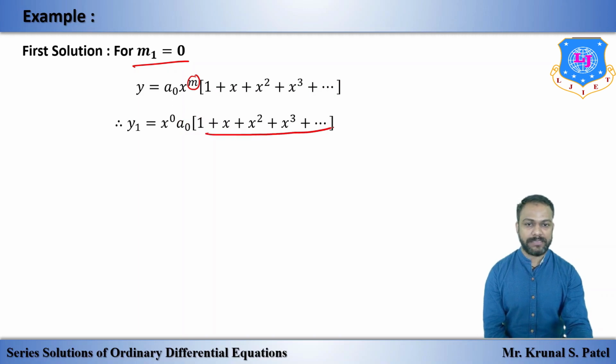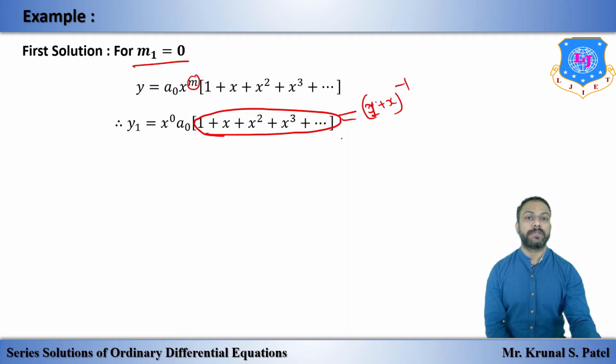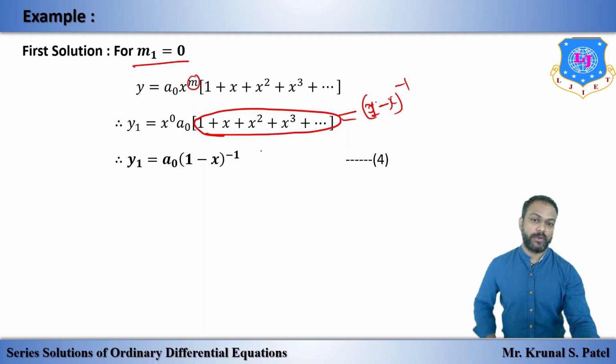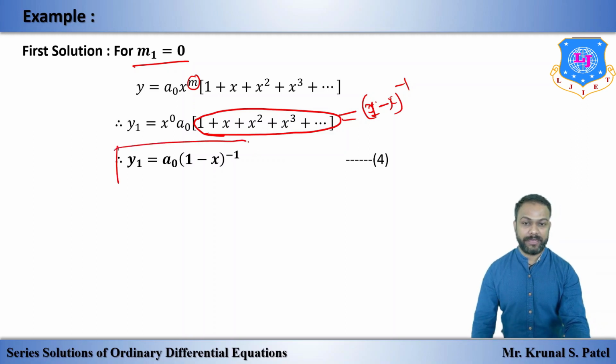Now we know that this is a standard binomial series. We can say this is 1 plus x or x plus 1 raised to minus 1. Okay, because of this minus, because every term is plus, so 1 minus x raised to minus 1. Okay, so this is our y1 final solution.